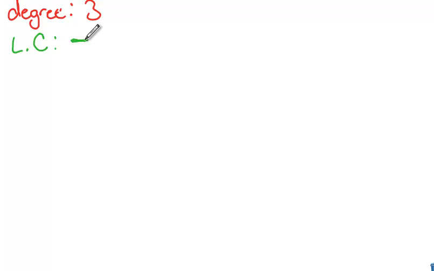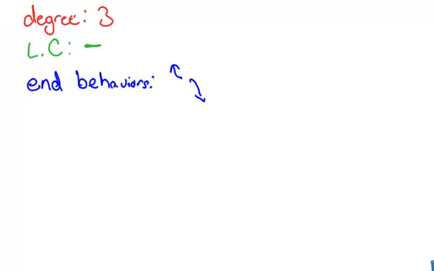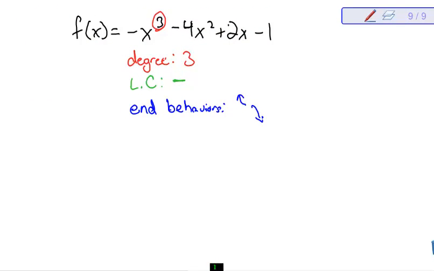So my degree is odd, and my leading coefficient is negative. That means that my end behaviors are going to look like this. It's going to start out up top and end down on the bottom.